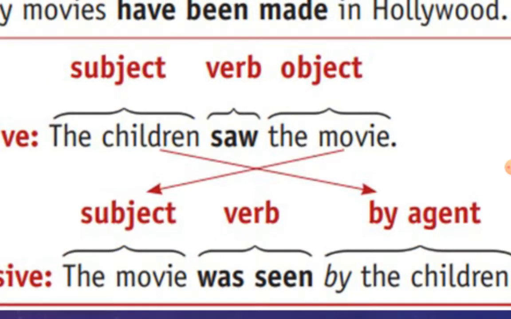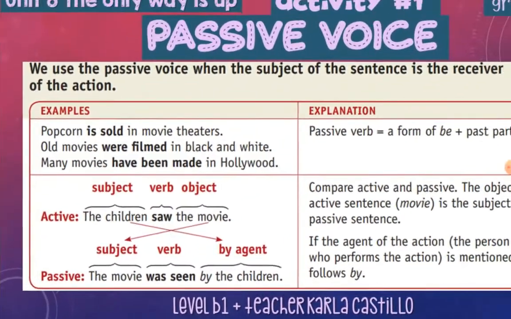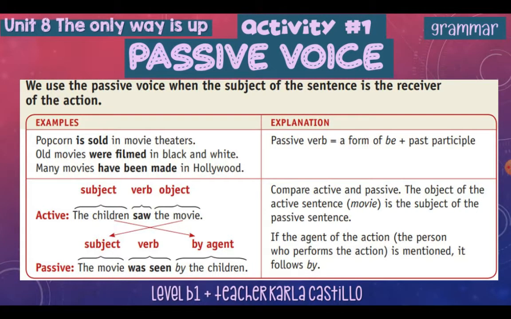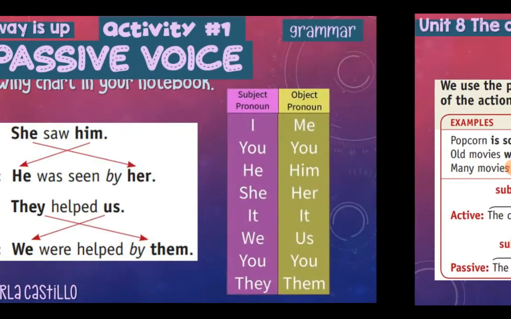The agent is the person or the people who did the main action, okay? Who did the action which was received. So the movie was seen by the children, okay? You have to compare active and passive. The object of the active sentence, that is movie, is the subject of the passive sentence. If the agent of the action, the person who performs the action, is mentioned, you need to add the by.